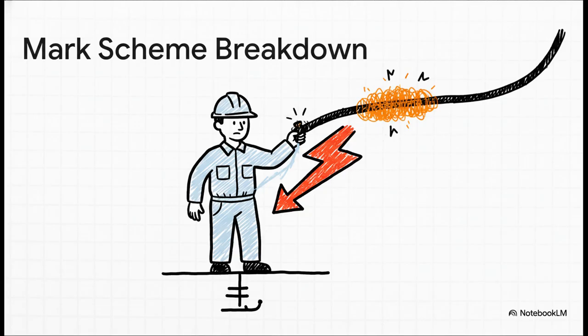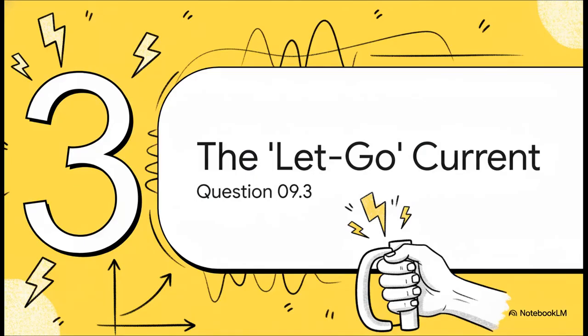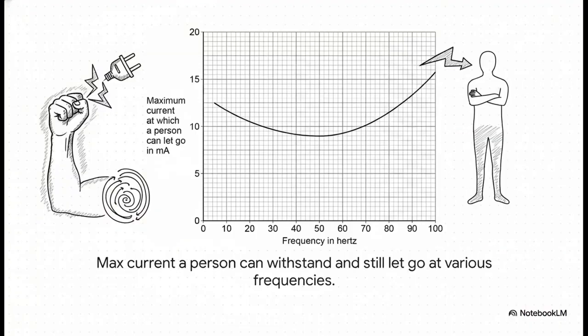That's the shock. And now for the final piece of the puzzle, question 09.3. This is just for 2 marks, but it's a bit different. It's all about reading a graph that connects the frequency of electricity to something called the let-go current. Okay, here's the graph from the exam paper. Let's break it down so it's not so intimidating.